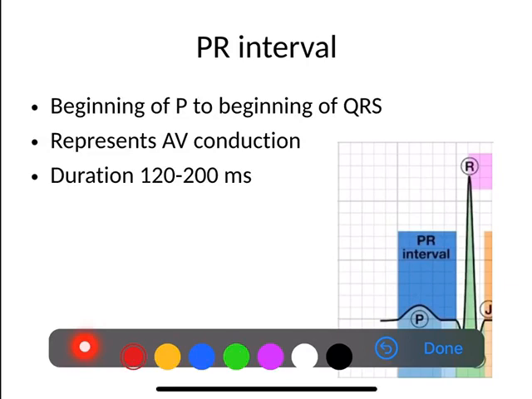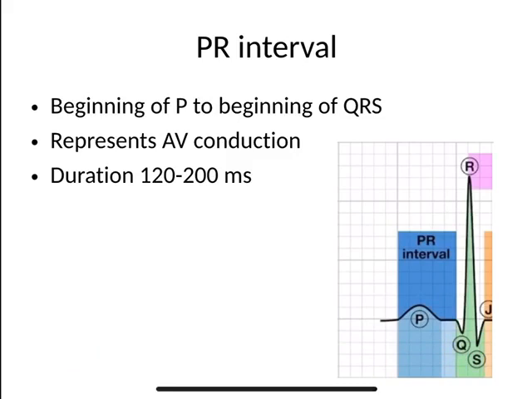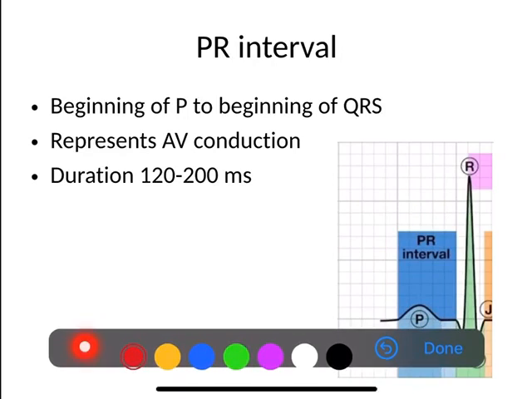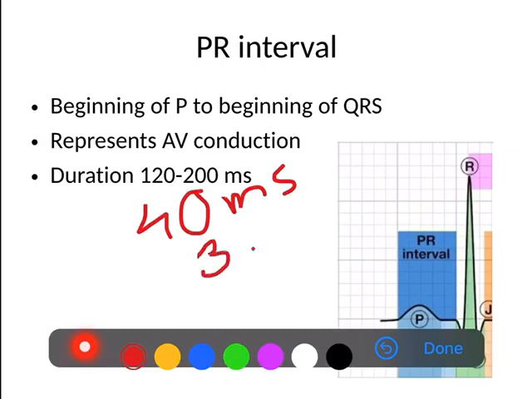PR interval. Okay, and this PR interval represents the AV nodal conduction, and the duration of the PR interval is 120 to 200 milliseconds. We know that one small box corresponds to 40 milliseconds. So 120 to 200 means 120 by 40, that is 3, 200 by 40 means 5, that is, a normal PR interval corresponds to 3 to 5 small boxes. So if the PR interval is less than 3 small boxes or less than 120 milliseconds, we could consider a shortened PR interval. Okay.